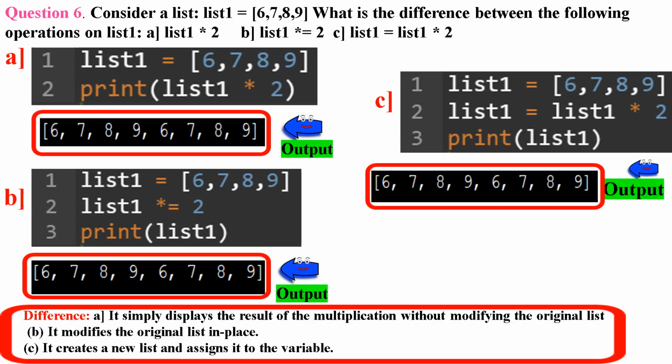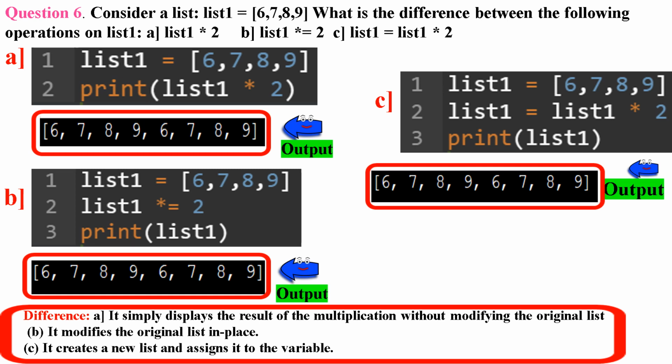Question 6. Consider a list, list1 equals 6, 7, 8, 9. What is the difference between the following operations on list1? Subdivision A, list1 asterisk 2, subdivision B, list1 asterisk equal to 2, subdivision C, list1 equals list1 asterisk 2. Now, look at the Python code.